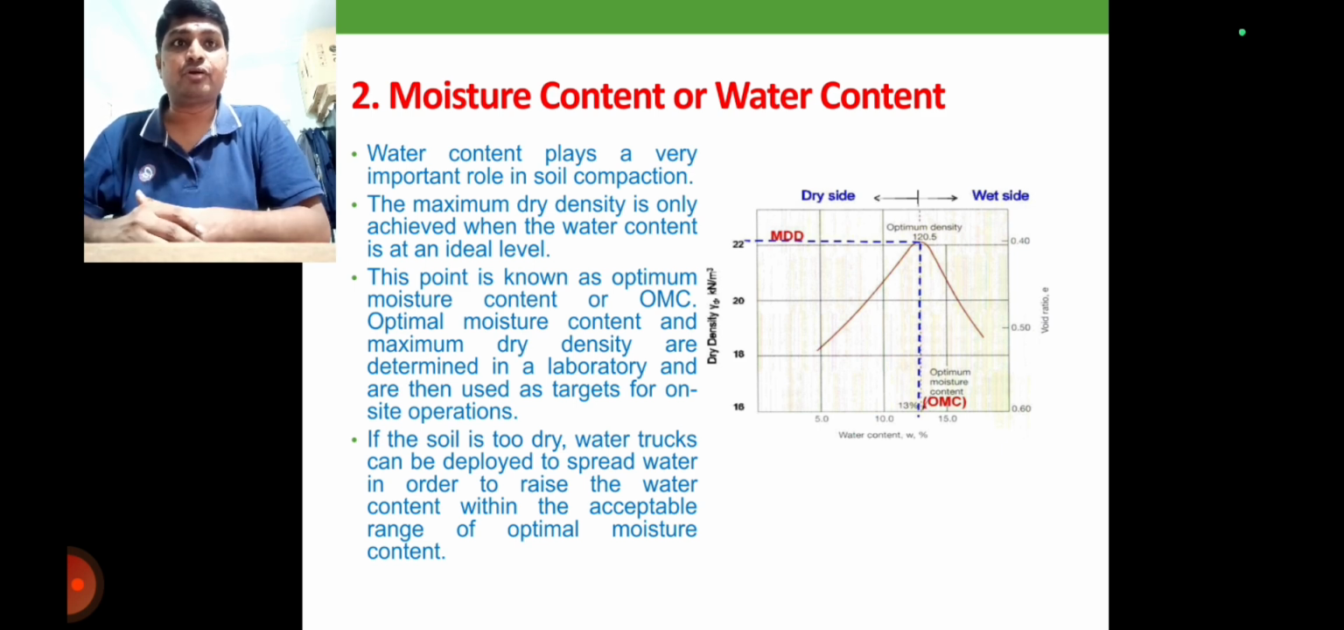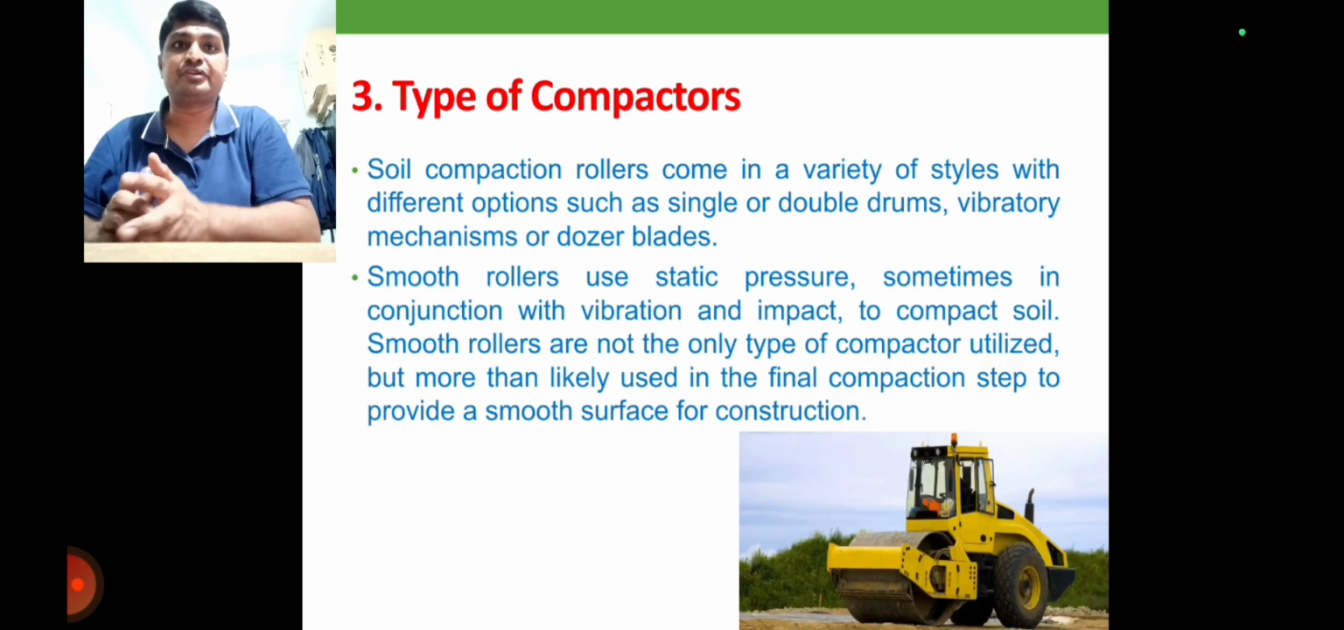The moisture content or water content. Whenever we add water to the soil, it plays an important role in soil compaction, because the maximum dry density is only achieved when the water content is at an ideal level. This point is known as the optimum moisture content level. Whenever the moisture content reaches the optimum moisture content level, the soil dry density achieved is maximum. That is the meaning of moisture content or water content, which also affects soil compaction.